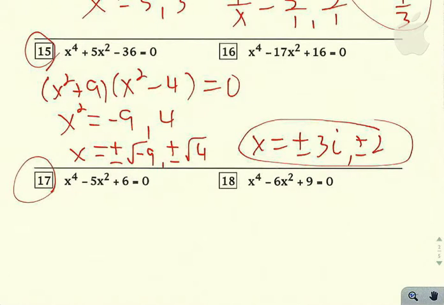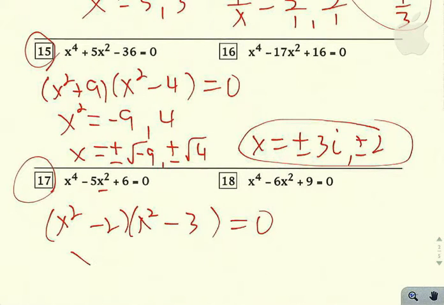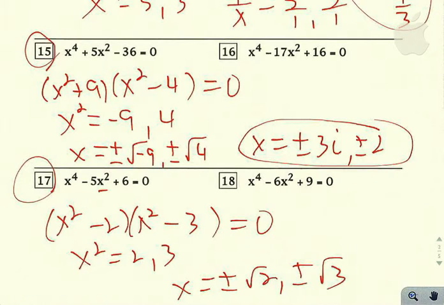And number 17. Key in on the middle guy there, x squared. The two numbers that work here are -2 and -3. So x squared is 2 or 3, making x plus or minus the square root of 2 and plus or minus the square root of 3.